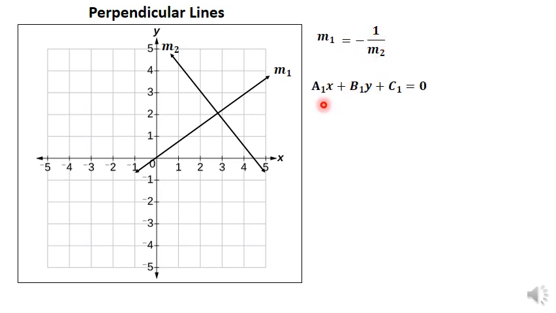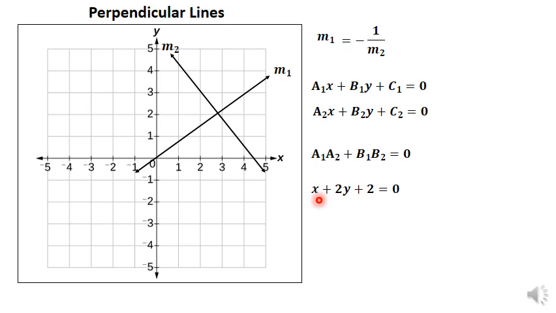Okay, assuming that the first line has this equation and the second line has this equation, in order for these two lines to be perpendicular, we need first to determine the slope of the first line and the slope of the second line. And then check whether the slope of the first line is the opposite reciprocal of the other. But there is another way to determine whether these two lines are perpendicular using the coefficients of the x and the y. If the product of the coefficients of x's plus the product of the coefficients of the y's is equal to 0, then the lines are perpendicular to each other.